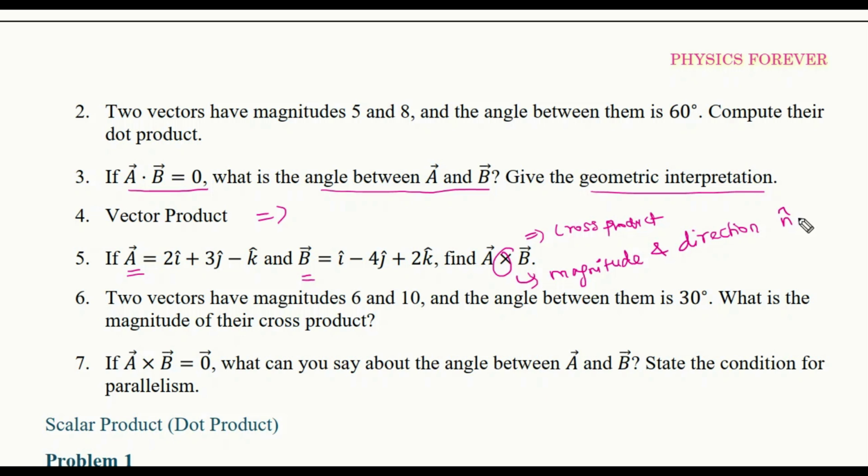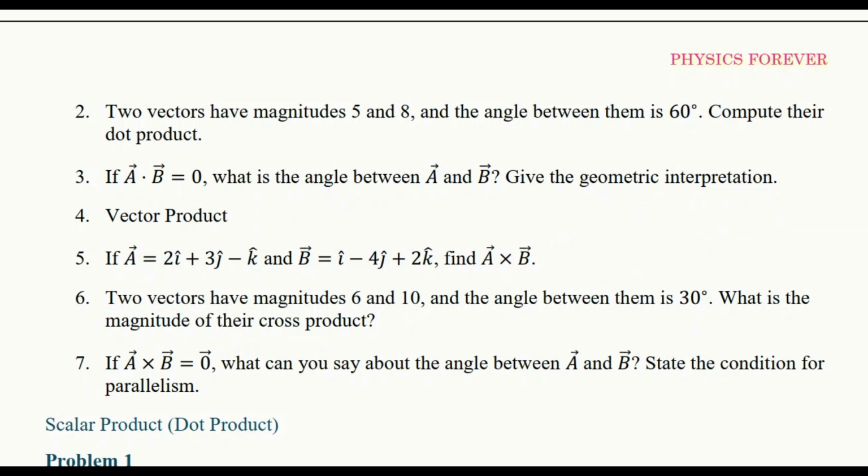Same, in the same method we have two vectors with magnitude 6 and 10, and an angle between them of 30. Then what is the magnitude of the cross product? Okay, only the magnitude is being asked. Then similar for the 7th problem. So these are all the questions. Then we have to discuss the solutions for those types of questions.